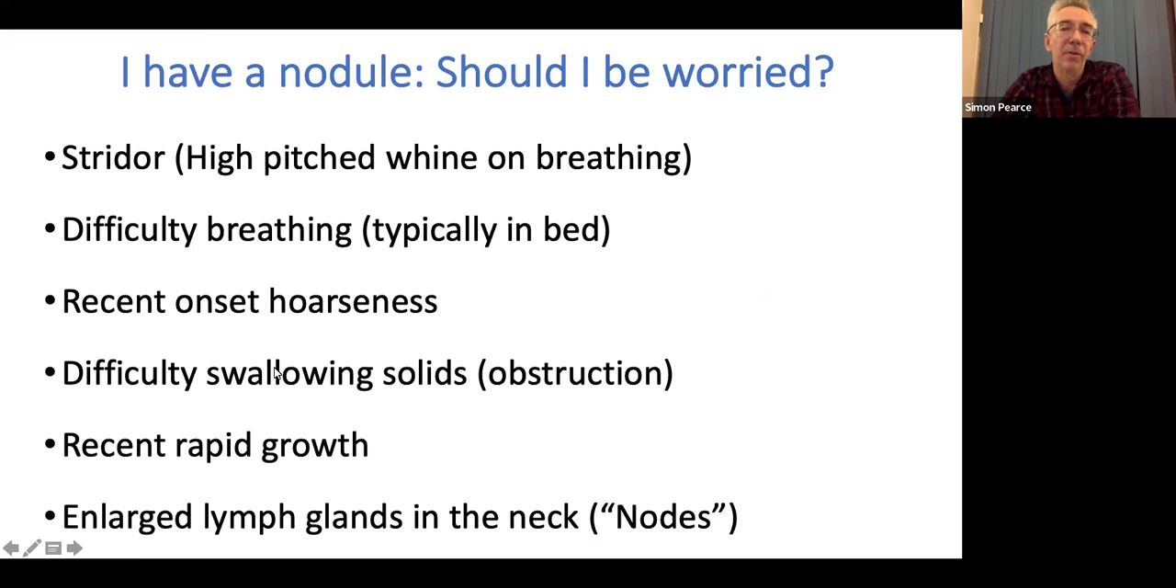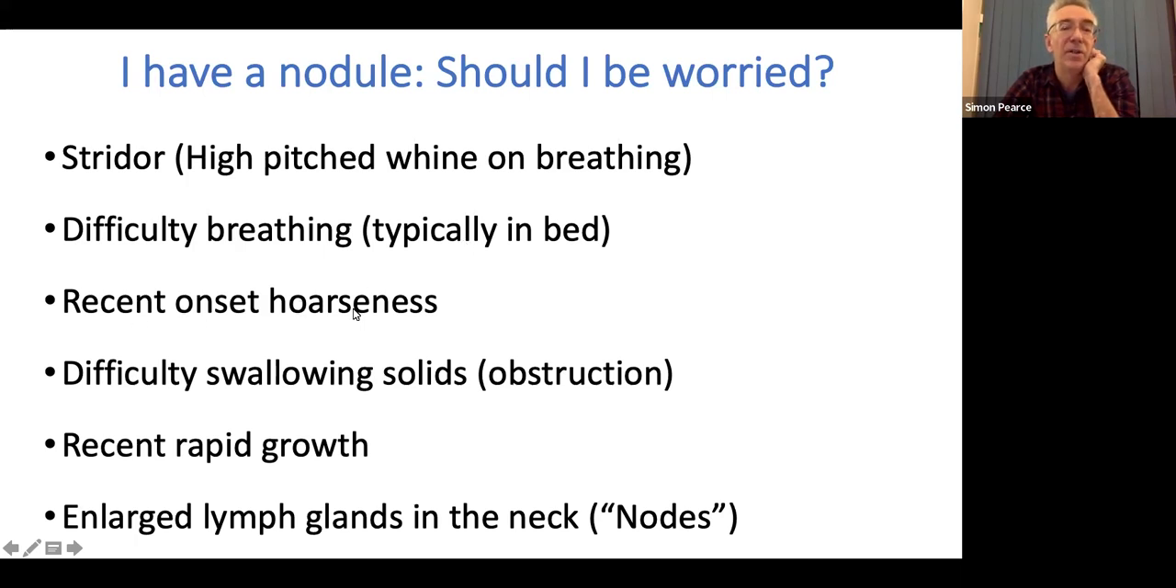So if I have a thyroid nodule, should I be worried? These are the features of a nodule that might worry you. A high-pitched whine on breathing, so your breathing is obstructed. That's called stridor, technically. Sorry, you probably hear my doorbell in the background. Difficulty breathing, typically when you lie flat in bed.